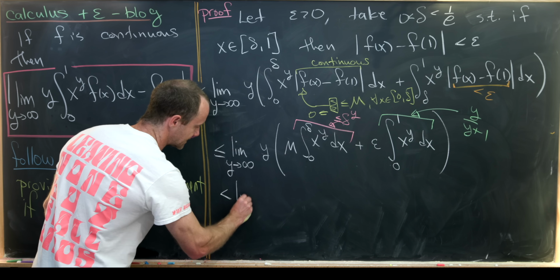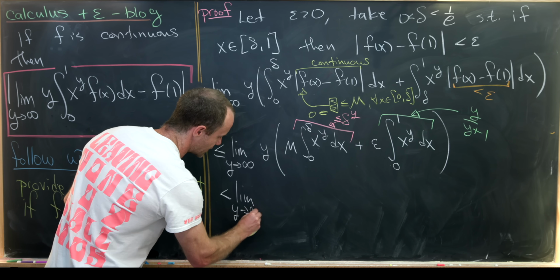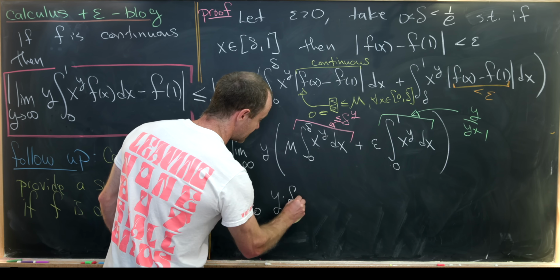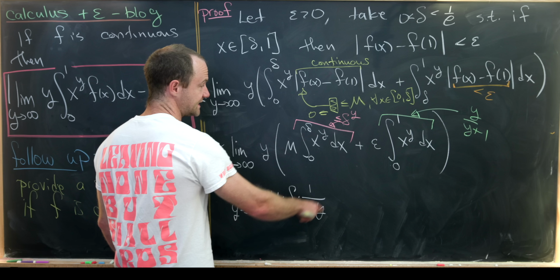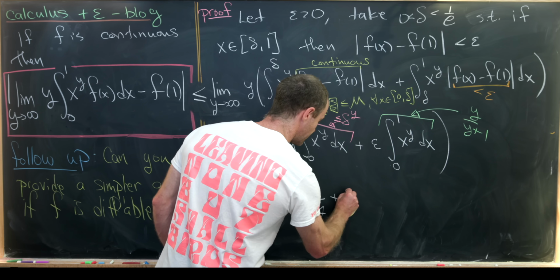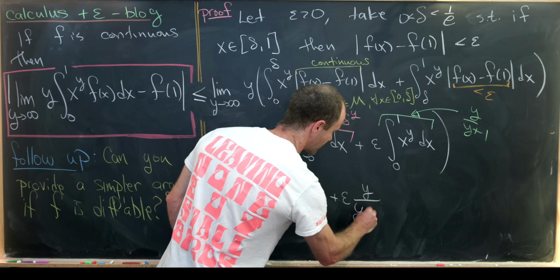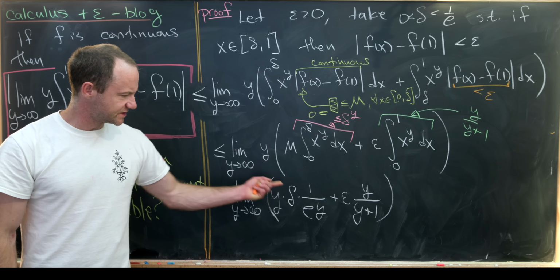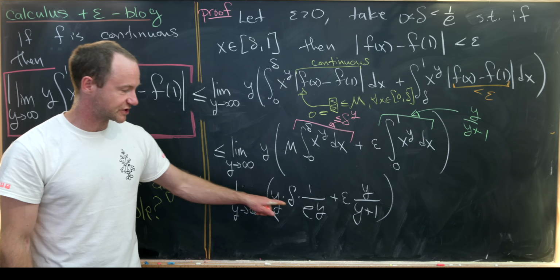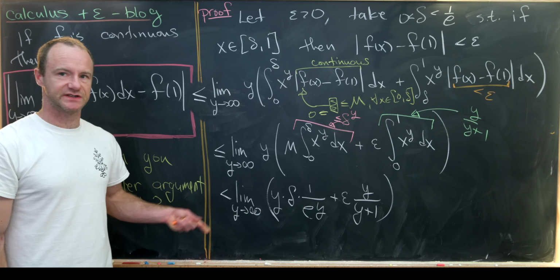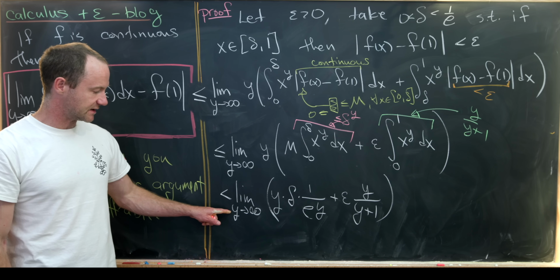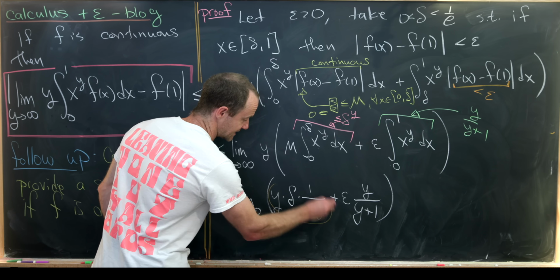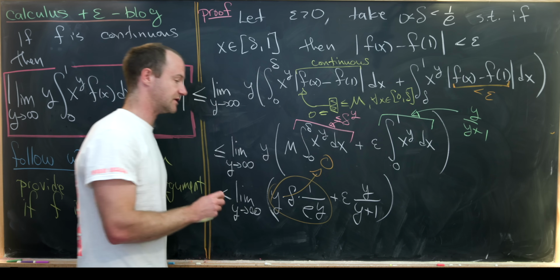So this whole thing is less than the limit as y goes to infinity of y times delta times 1 over e to the y from this thing right here, and then plus epsilon times y over y plus 1. So we're left with that sort of limit. Notice delta is just a constant. Then we have y, which is a polynomial, over e to the y, which is an exponential function. Whenever you're taking a limit as y goes to infinity, the exponential function always wins. So that means this whole thing is going to trend off towards 0.